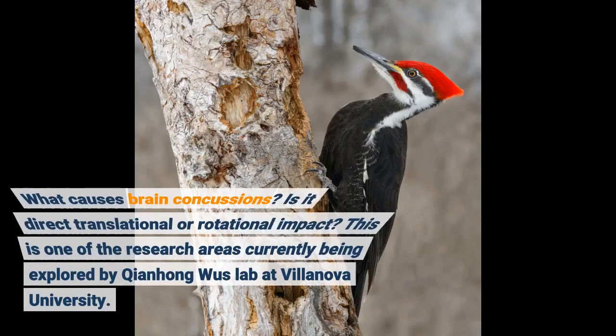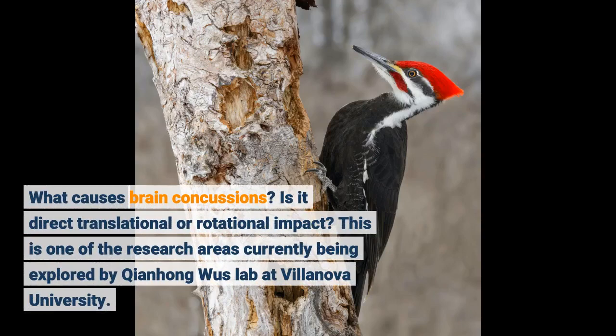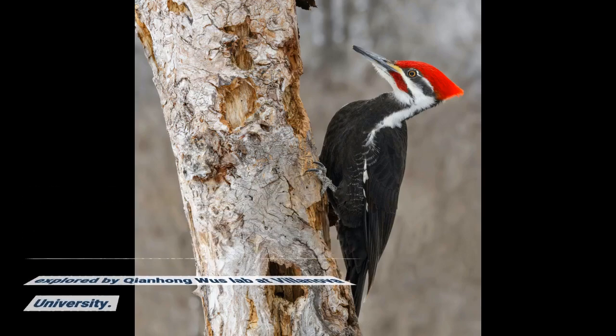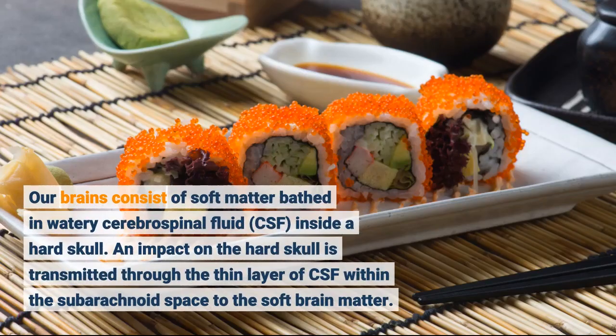What causes brain concussions? Is it direct translational or rotational impact? This is one of the research areas currently being explored by Qianhong Wu's lab at Villanova University. Our brains consist of soft matter bathed in watery cerebrospinal fluid, CSF, inside a hard skull. An impact on the hard skull is transmitted through the thin layer of CSF within the subarachnoid space to the soft brain matter.